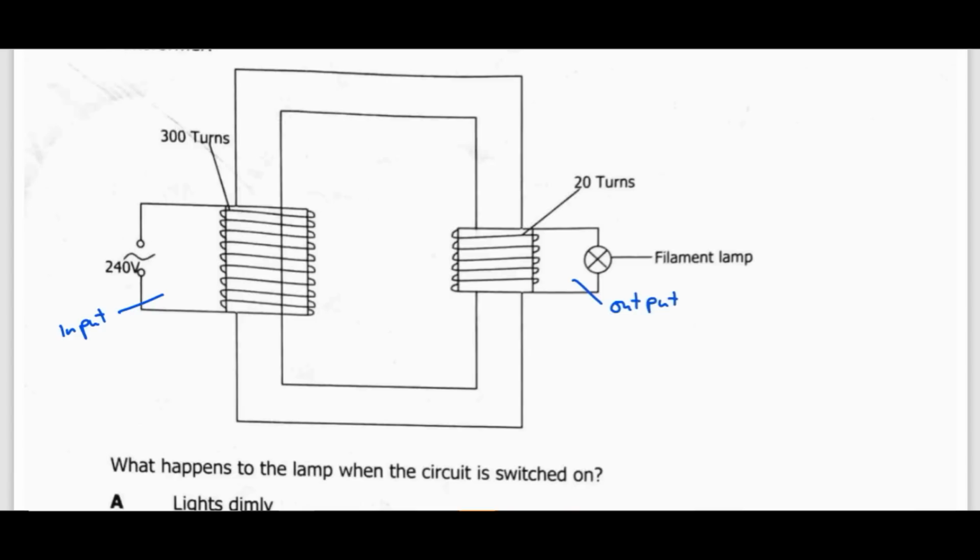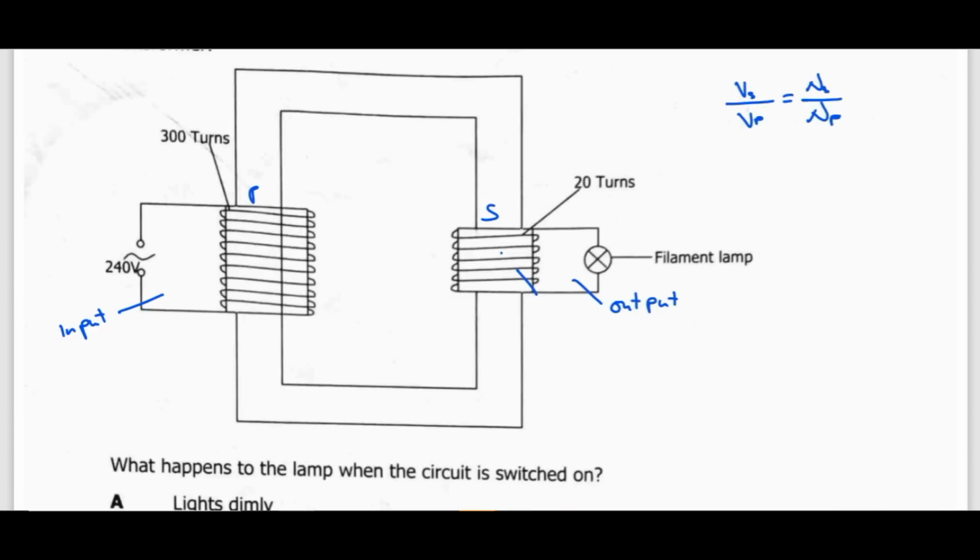So this is the primary, and this is the secondary. So the formula that will help us to find the difference here is: voltage on the secondary coil over voltage on the primary is equal to number of turns on the secondary over number of turns on the primary. So we're going to substitute. Here, the secondary we don't have, and here we have the primary.